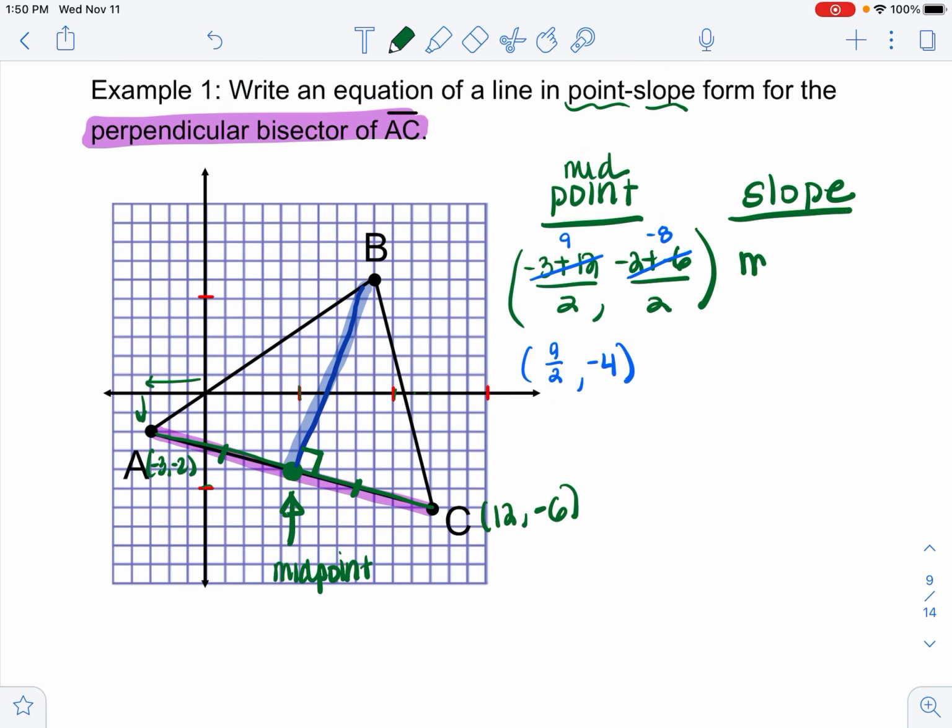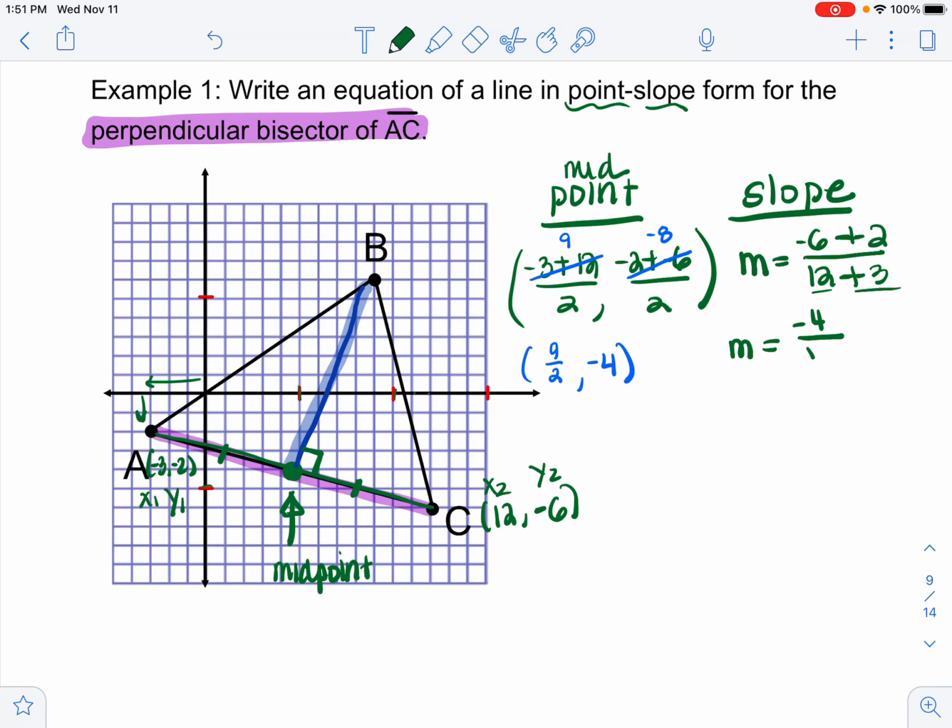So I'm going to do m equals, this is x1, y1, x2, y2. So I'm going to do y2, which is -6, minus y1, which is a -2. Since it's a double negative, I'm going to make that positive, over x2, which is 12, minus x1, which is a -3, double negative again, so I'll make it positive. All right, so now I'm going to get my slope: -6 plus 2 is -4.